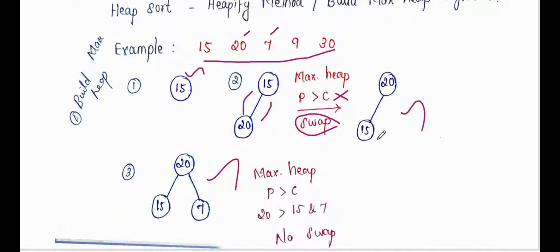Then after every insertion, we check that the particular tree structure is a max heap. Verify the max heap, confirm the max heap property, right? What is the max heap? Always the parent node is greater than the child node. If this property is not there, it means we swap that node.